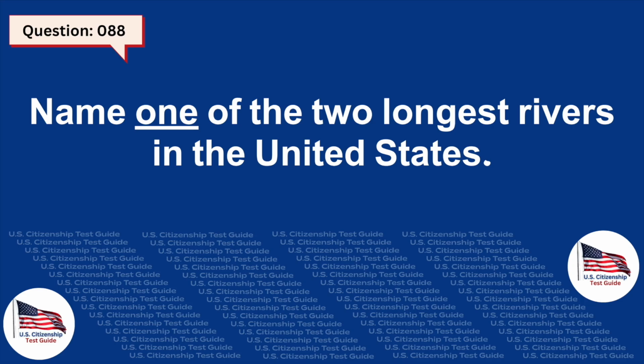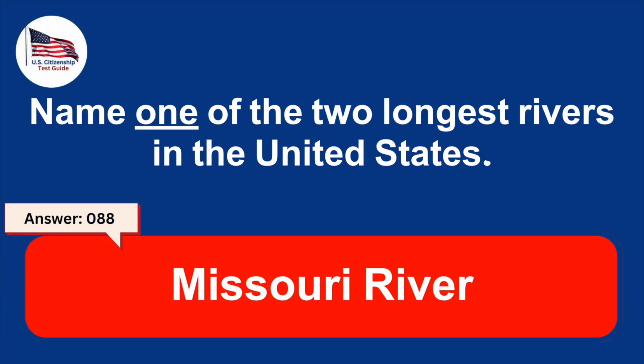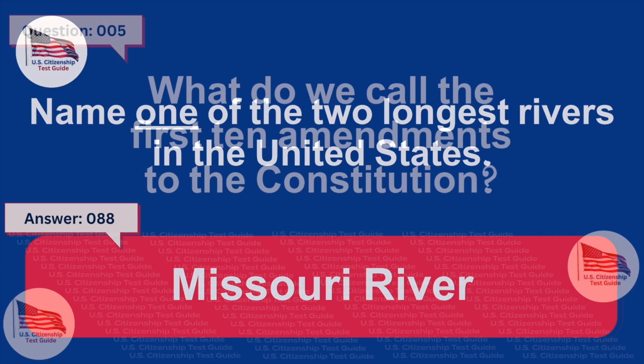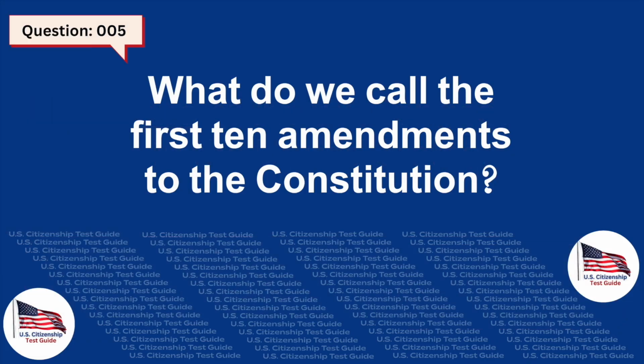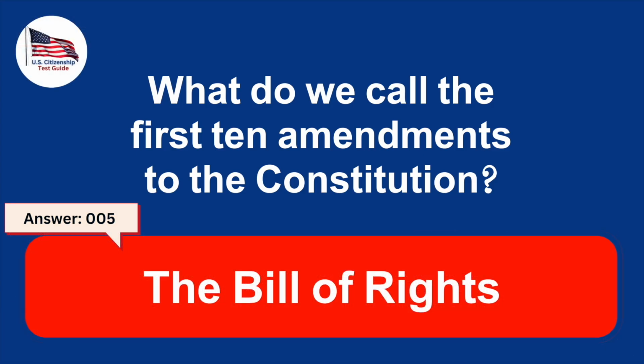Name one of the two longest rivers in the United States. Missouri River. What do we call the first 10 amendments to the Constitution? The Bill of Rights.